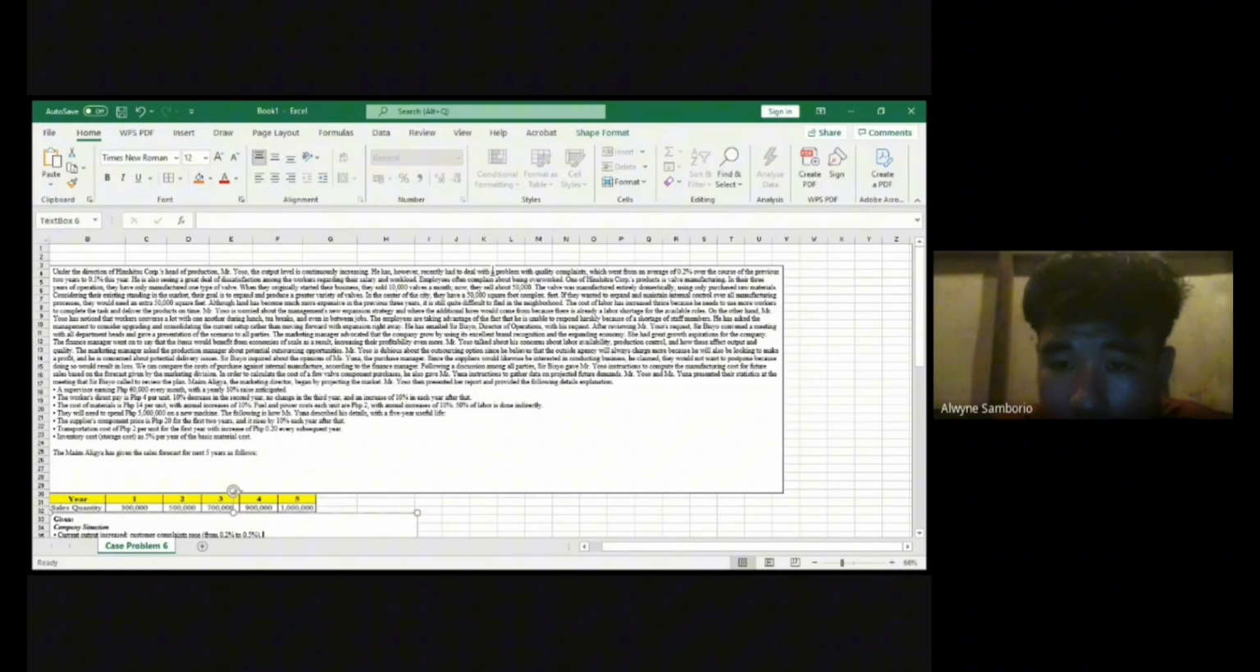One of the Insitio Corp products is valve manufacturing. In their 3-year operation, they have only manufactured one type of valve. When they originally started their business, they sold 10,000 valves a month. Now they sell about 50,000. The valve was manufactured entirely domestically, using only purchased raw materials. Considering their existing standing in the market, their goal is to expand and produce a greater variety of valves.